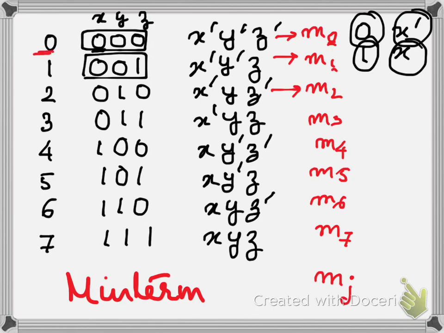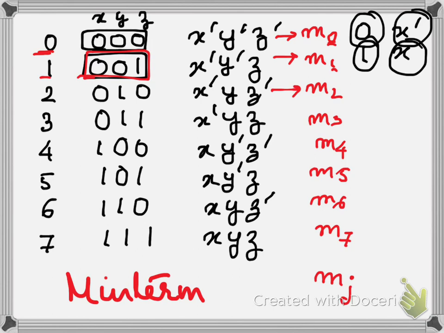Here I have used 1 because it corresponds to this pattern, that is 001, which is for decimal number 1. So we can name the min terms as m and m with subscript j, where j denotes the decimal equivalent of the binary number of the min term designated. So this is your min term.